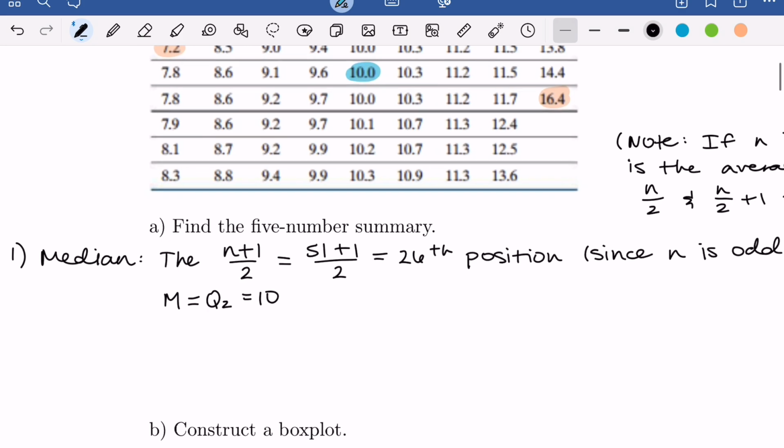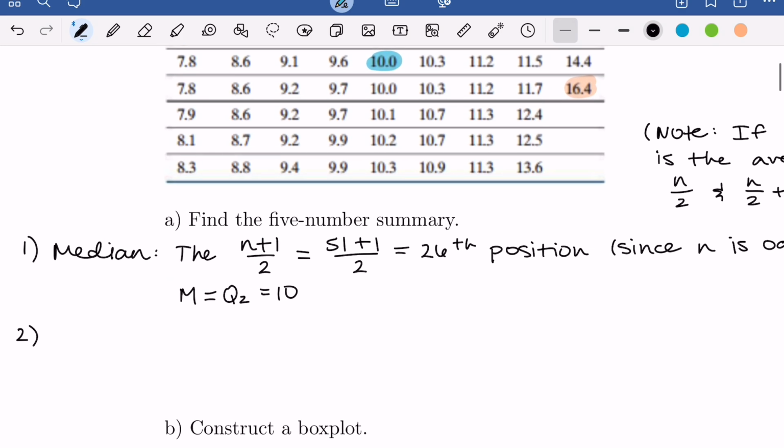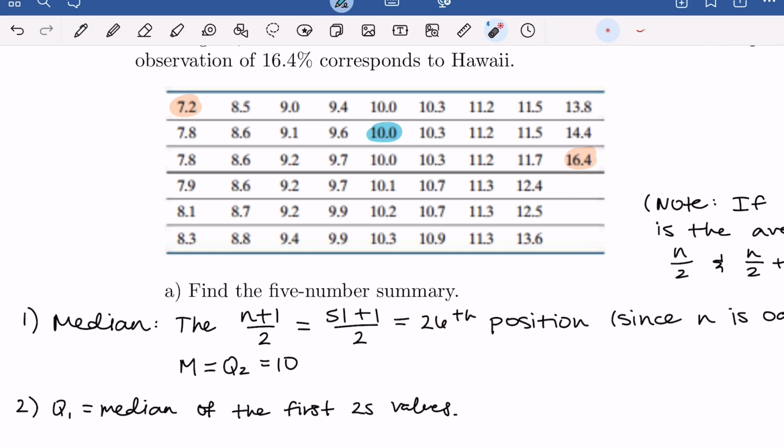All right, now the next thing we want to do is find Q1. Q1 is actually going to be the median of the first 25 values. We see that the 26th position is the middle value for this entire data set, so now we need to find the middle of the first 25 values. That will give us Q1. And in fact, Q3 is then going to be the middle of the bottom 25 values.